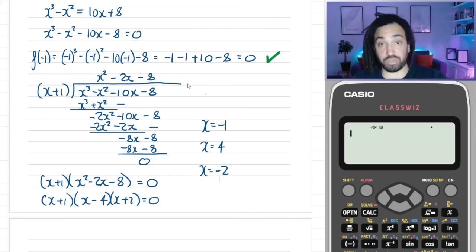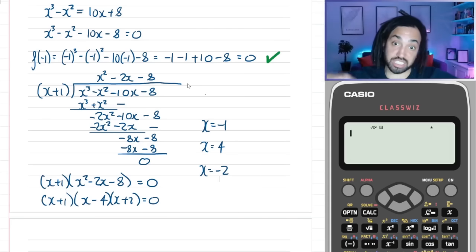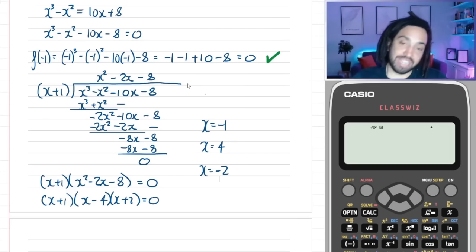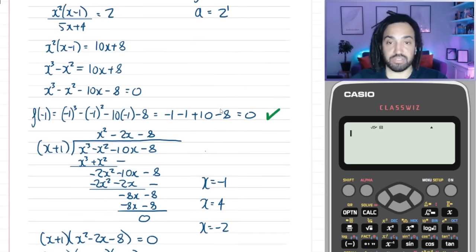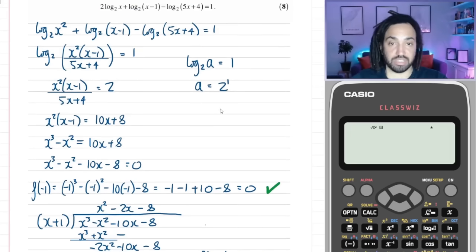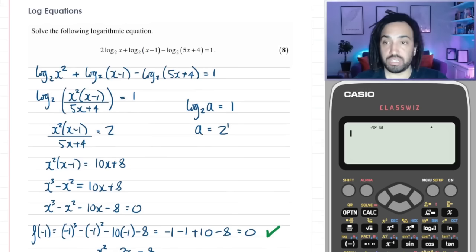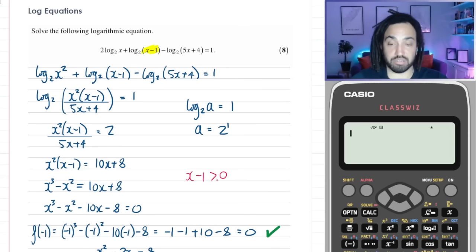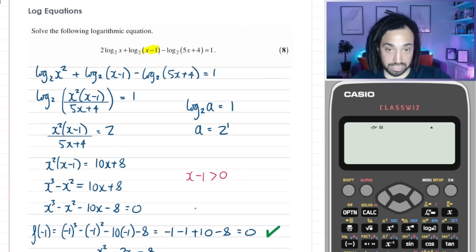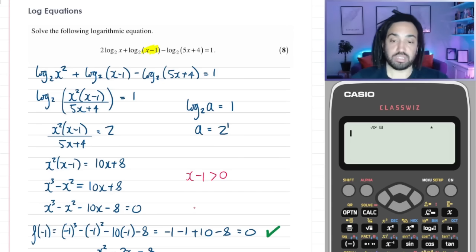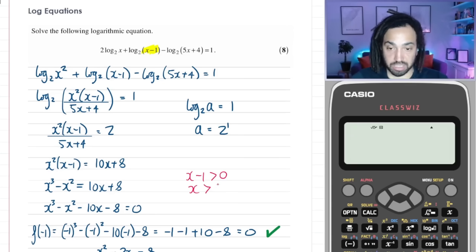Now, with any log equation, you've got to go back and check, when subbing in the solution, that it doesn't give us a log of a negative number. And this one is seriously not looking good. Take x minus 1. For that to be greater than 0, which it needs to be, we could say that x minus 1 needs to be greater than 0, because we can't input a negative number into a log. So that means that x needs to be greater than 1.